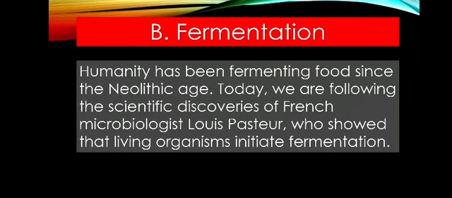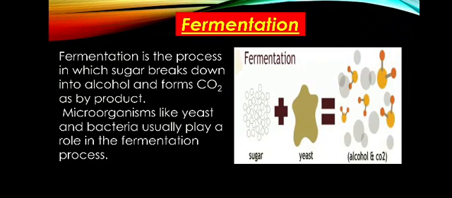Next process is the fermentation process. The fermentation process is the age-old method to get alcoholic beverages as well as some varieties of foods. It started in the Neolithic age, but the present method was found by the French microbiologist Louis Pasteur. In the fermentation process, sugar plus microbes, especially yeast, convert sugar into alcohol, and carbon dioxide is the byproduct.